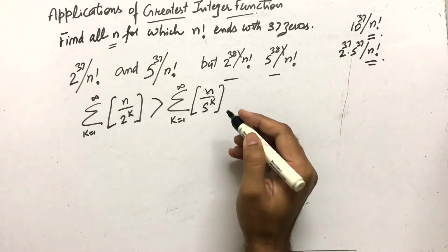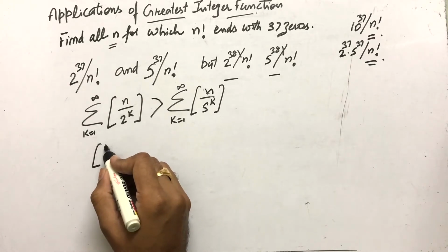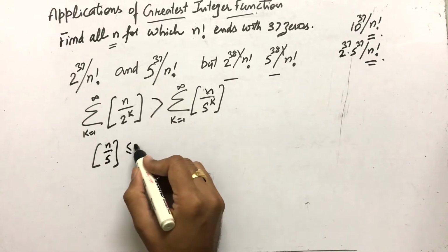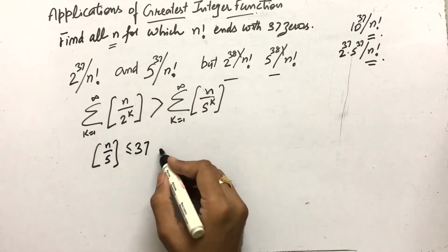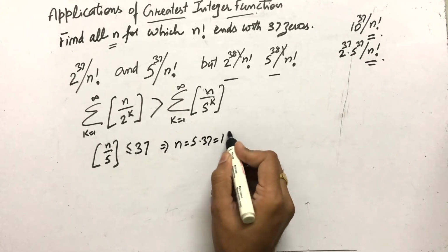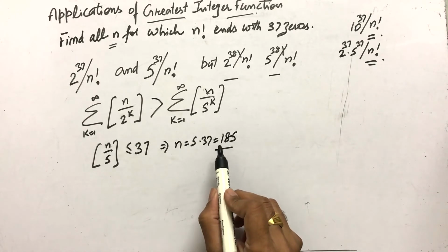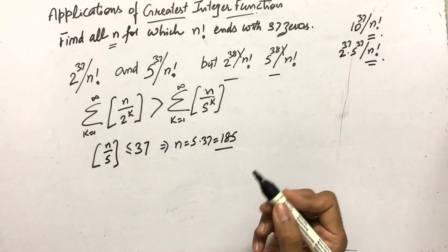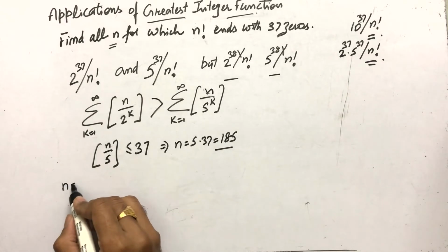And here we can easily see that the greatest integer of n by 5 should be less than or equal to 37. It cannot cross this power. So from here we can find n is equal to 5 into 37, that is 185, which means the value of n should be less than or equal to 185. So we have to take some value by hit and trial method. Let it be 150.